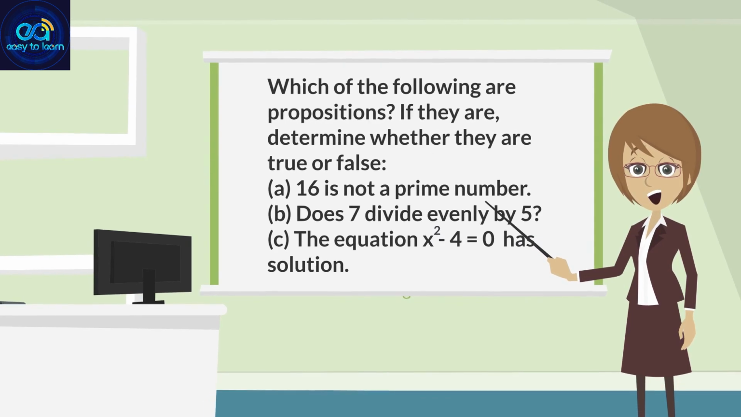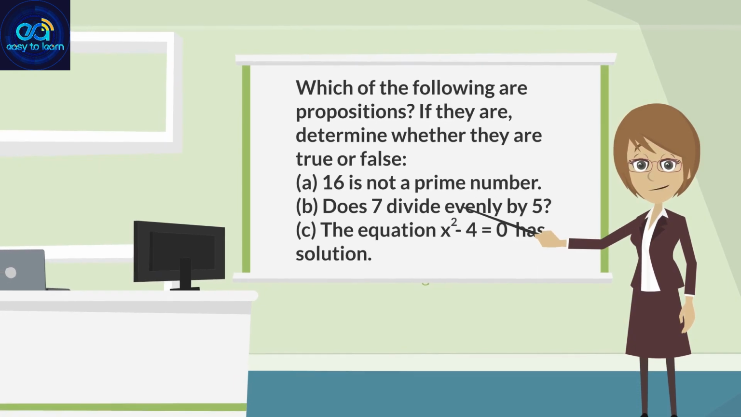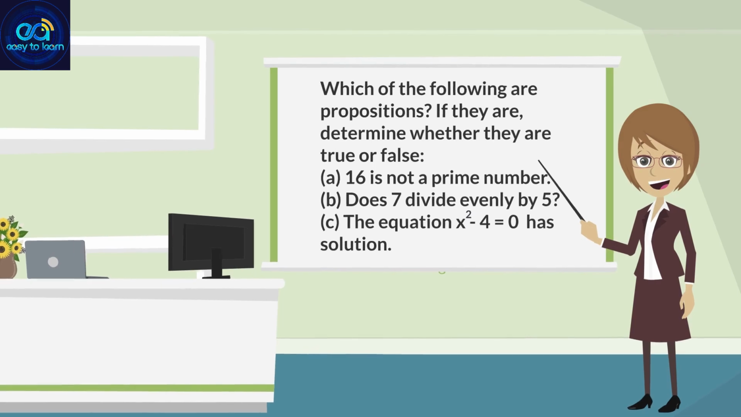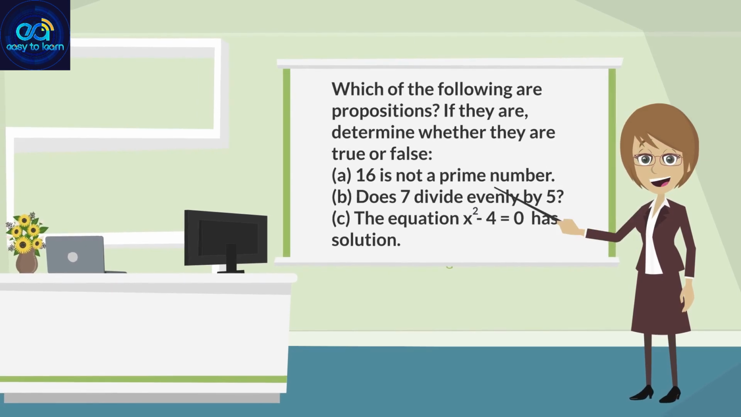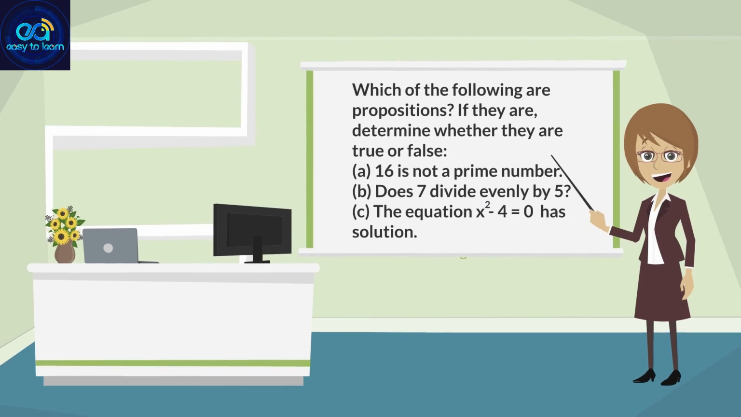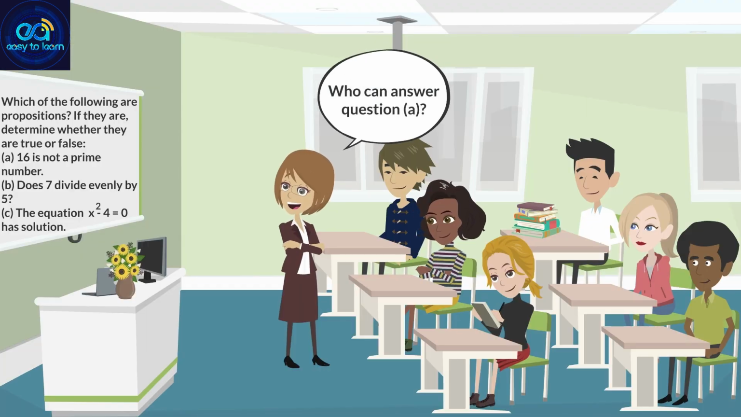A. 16 is not a prime number. B. Is 7 divisible by 5? C. The equation x squared minus 4 equals 0 has a solution. Who can answer question A?